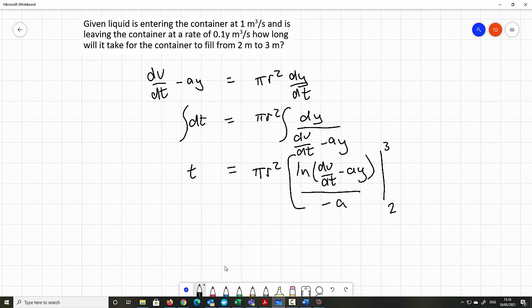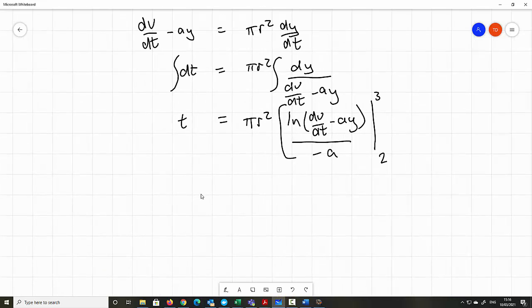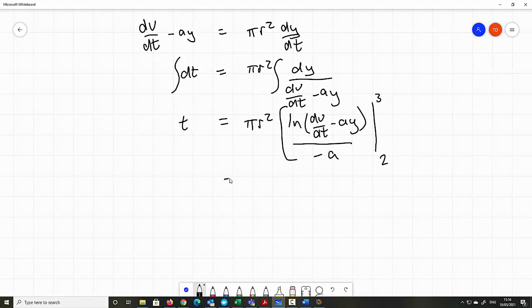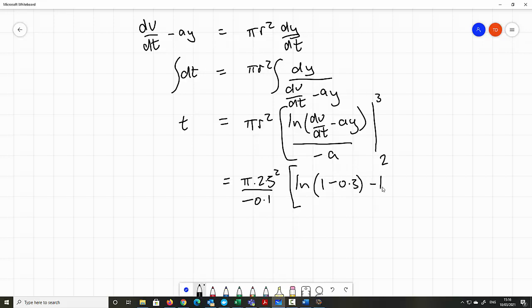Right, so let's set out the calculation. That's going to equal pi times 2.5 squared, over minus 0.1. Then we're going to get the natural log of 1 minus 0.1 times 3, so that's 0.3, minus the natural log of 1 minus, y is going to be 2, so that's 0.1 times 2, so that's 0.2.